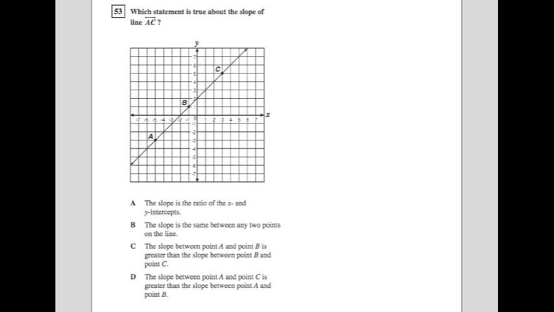So the x-intercept, as we can see here, is 2. So we're going to put that as our rise, or our ratio. And the y-intercept is -2 right there. So 2 over -2 equals -1. So it's telling us, if this statement was true, it would be telling us that our slope is -1.